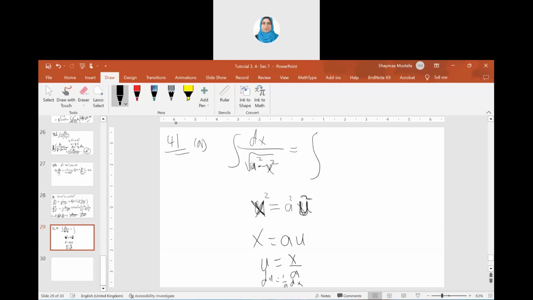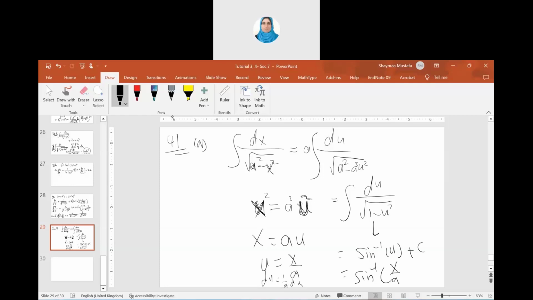So dx will be replaced by a du. Over the square root of a squared minus x squared, which will be a squared minus a squared u squared. So the a from the square root with the a outside will cancel each other. So you have du over the square root of 1 minus u squared. So this one is sine inverse u, plus a constant, which is sine inverse of x over a.